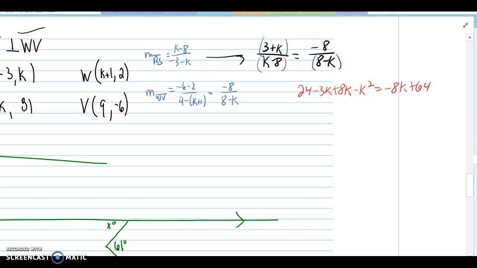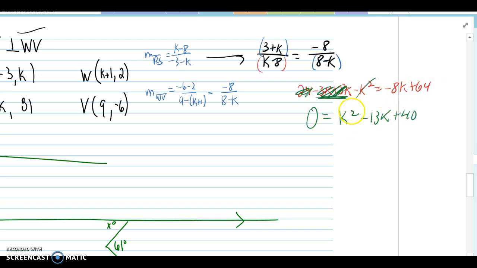I notice that this is a quadratic. The largest exponent is k squared. It's on the left negative, so let's move everything to the right. 0 equals k squared to make it positive to get it over there. Right now, this is a 5k on the left. So if we subtract 5k from both sides, that gives us a -13k on the right. Then subtract 24 from both sides, and that will give us a plus 40.